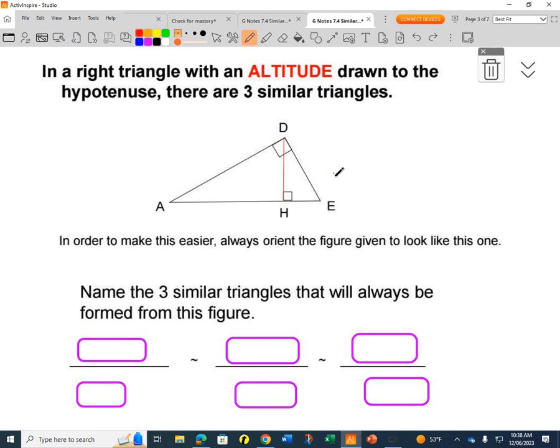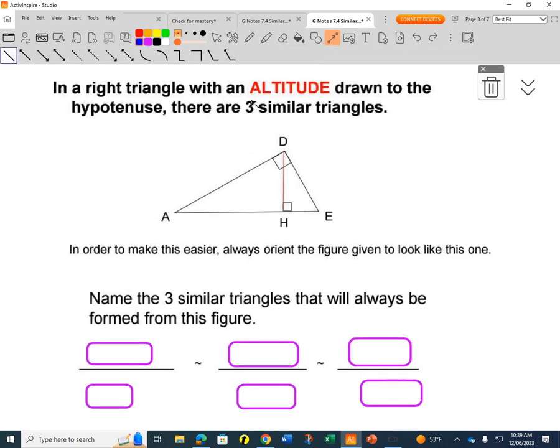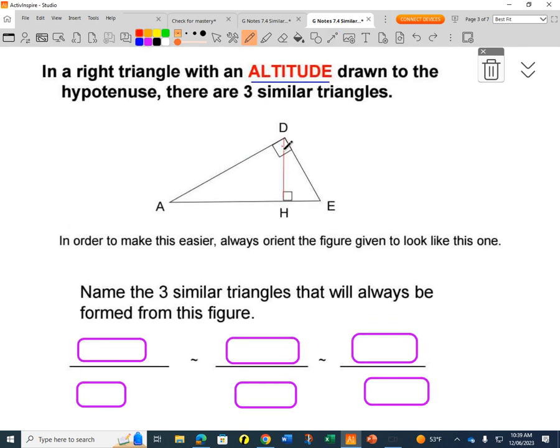Now, here, this is where we get into the three similar triangles. So the similarities in triangles, the title of our notes. So in a right triangle with an altitude, so if it's in red, you're underlining it in your notes. If I'm writing it, you're writing it. An altitude is a segment that goes from one angle perpendicular to the opposite side. It's got to go from the vertex, or from the angle, to the opposite side.